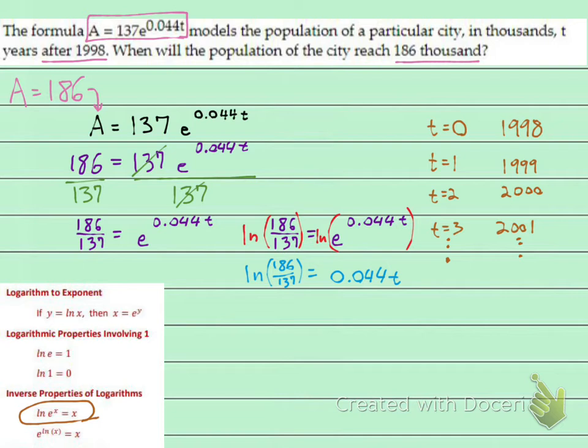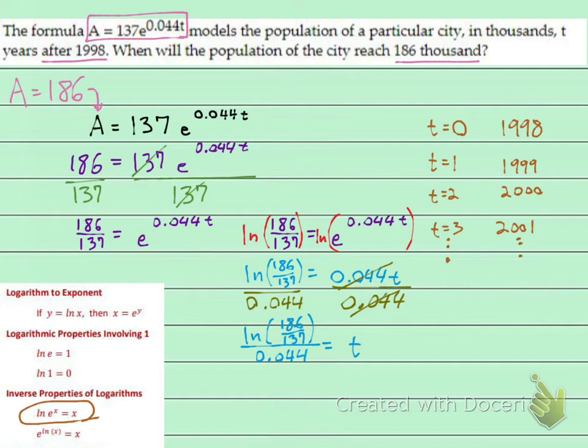One more step to get my t by itself. This is 0.044 times t. I'm going to divide out the 0.044, dividing both sides of the equal sign by 0.044. These reduce, and now my t is all by itself. So I have solved for t. t is the natural log of 186 over 137 divided by 0.044.